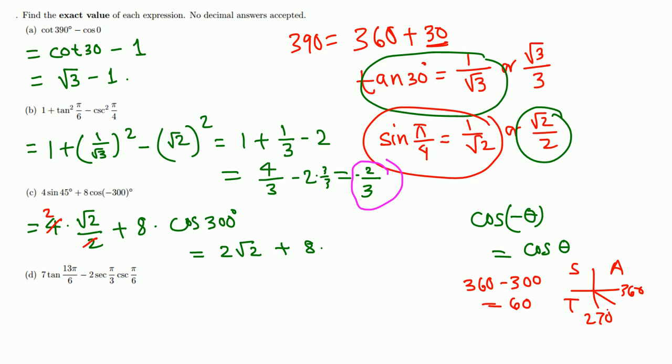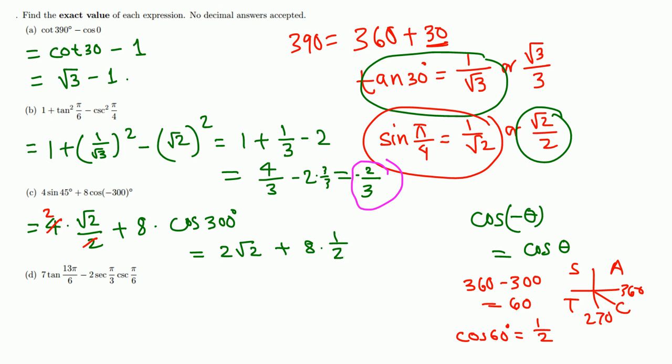All Students Take Calculus. So C means cosine is positive there. So cosine of 300 is positive, has a positive value, which is the same as the 60 reference angle. So cosine 60. And by the way, what is cosine 60? Cosine 60 is 1/2. If you have a unit circle, you can go directly look at the angle 300, and cosine of 300 is 1/2.